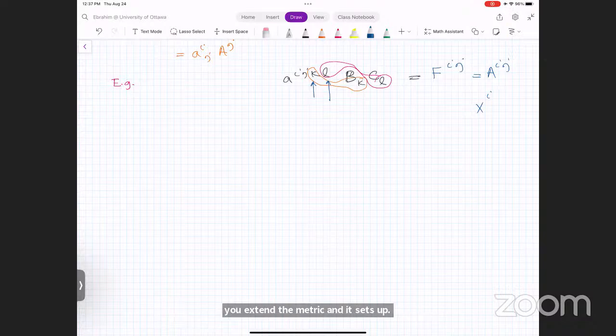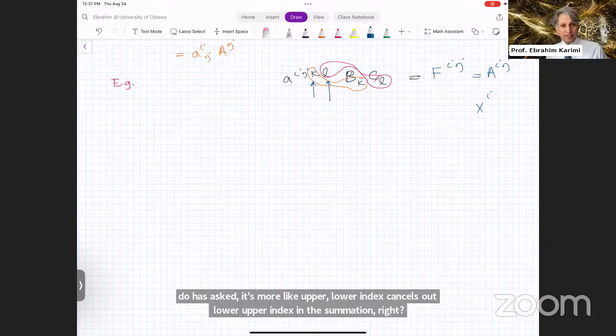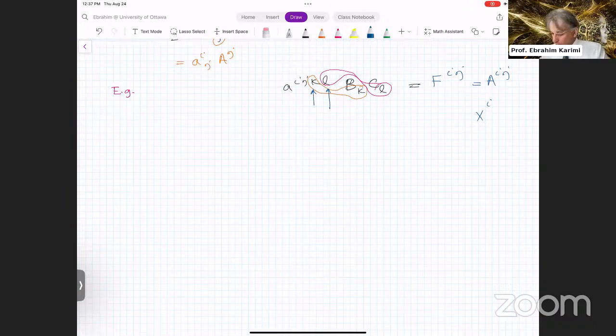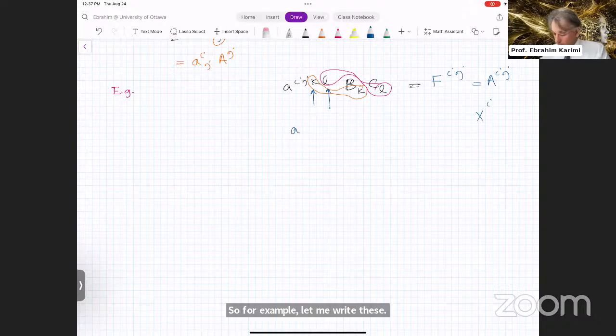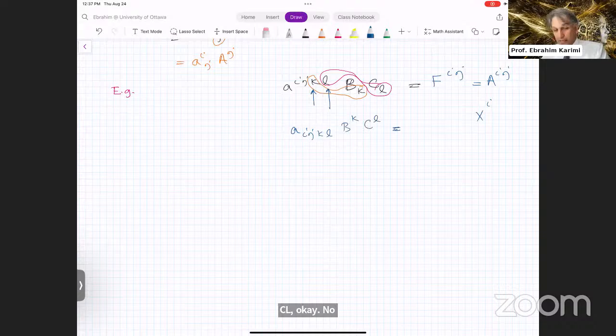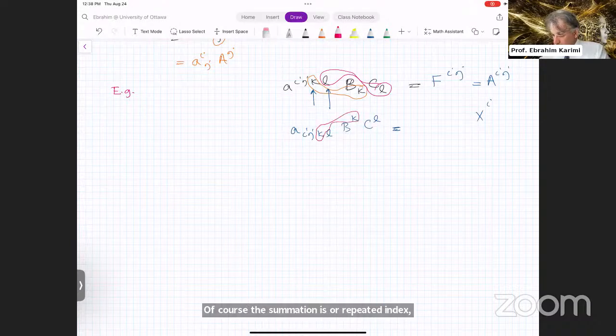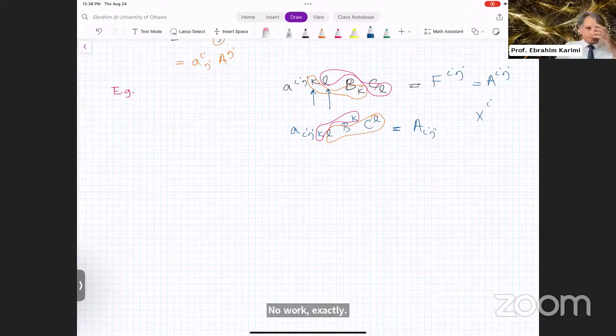Isa Muhammadi has asked, it's more like the upper lower index cancels out the lower upper index in the summation, right? So yes, whenever the indices are repeated, they cancel out each other. So for example, let me write this. Very good question, by the way. A_ij, B_k, C_l. Now I'm telling you what the result of this is. Of course, the summation is over the repeated index, which is K, and it is repeated over L. So the result of this will be A_ij, lower, exactly. Lovely. So remember that that's the convention that I'm using.